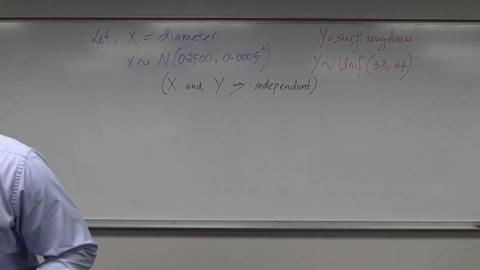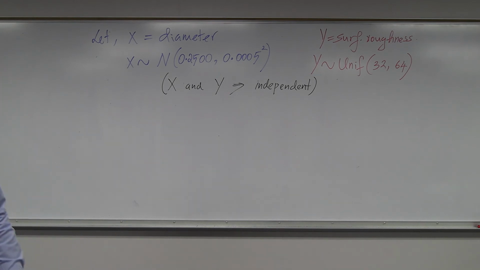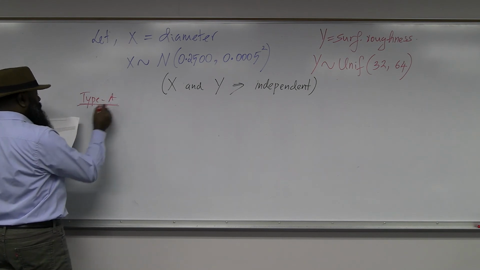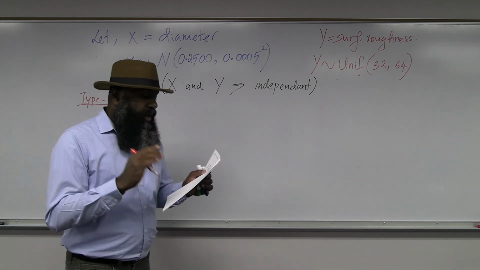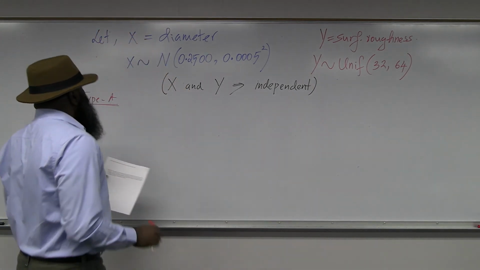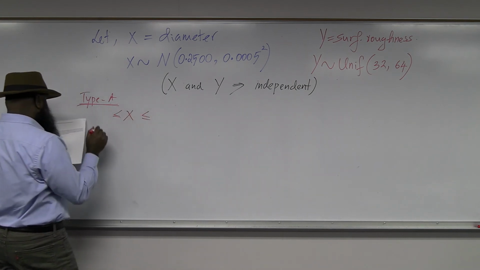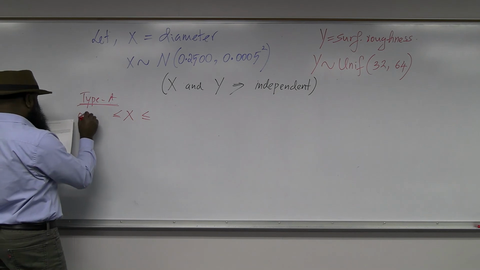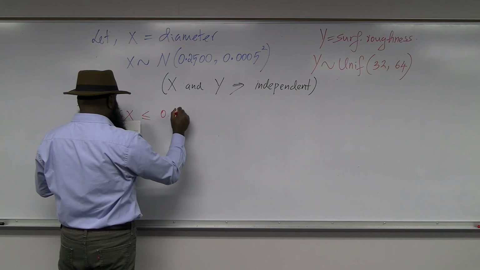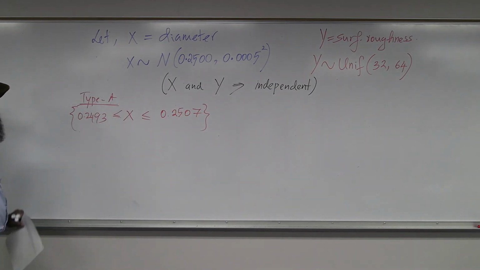And then we have two events defined for type A bearings. So type A is classified this way. Diameter should be between 0.2493 and 0.2507. So diameter is x, so x should be between those two given values, 0.2493 and 0.2507. So this is one event actually. X is going to be existing between those two values.